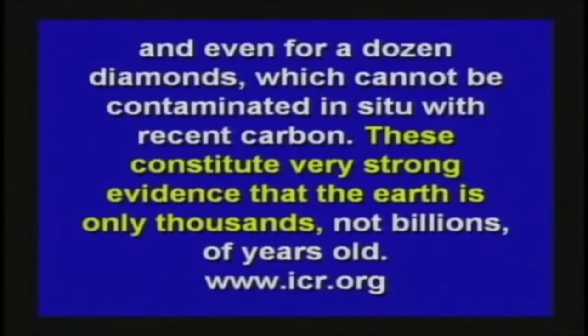And diamonds, which they say formed millions and millions of years ago, still have carbon-14 in them. And it's not possible to contaminate one of those things. I mean, it's the hardest substance we have. So how do you get carbon-14 in diamonds? It says this cannot be contaminated. Those constitute very strong evidence the Earth is only thousands, not billions of years old. This one is excellent by Donald DeYoung, thousands, not billions. He kind of summarizes in real English what they said.